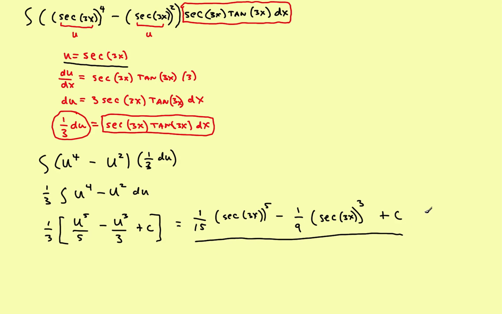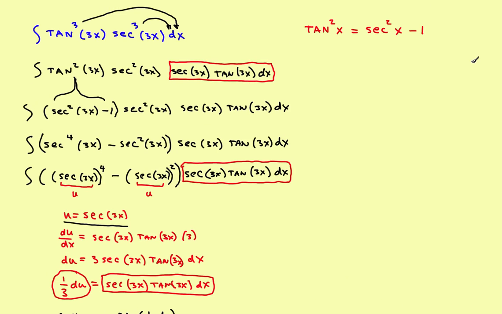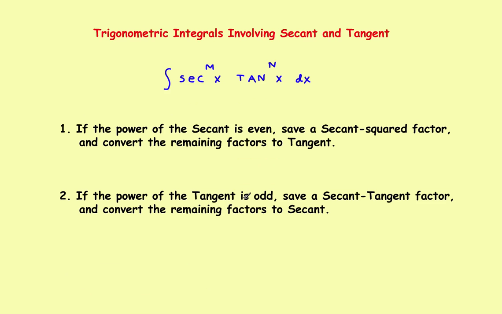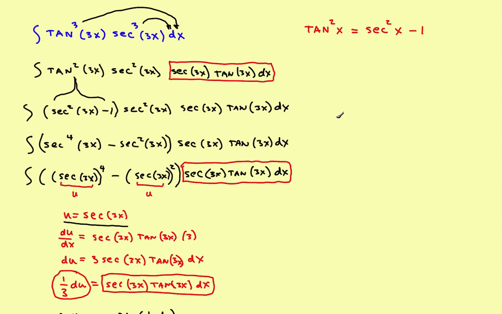Again, let's back up to the front and take a quick look at it. Just a reminder, using the rules, you had the tangent to an odd power. So from the rules, and the rules say, if you've got the tangent to an odd power, save a secant tangent factor. So break off one secant and one tangent and change everything else to secant. So that's what you did here. You broke one secant off and one tangent off, then changed everything else over here into secant.